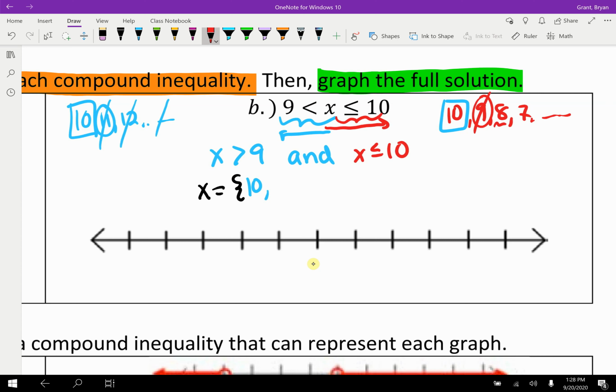What about 8? 8 is less than 10. Good so far. Is 8 greater than 9? No, 8 is less than 9, so that one's out. In fact, all of these are out too. Does that mean there's only one answer to this?